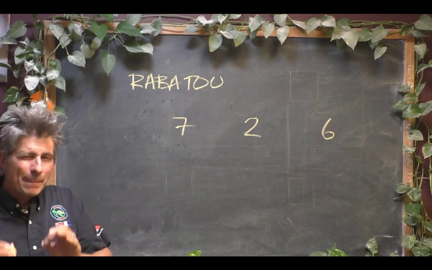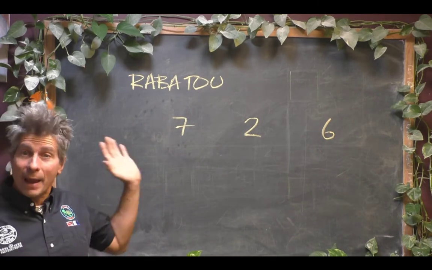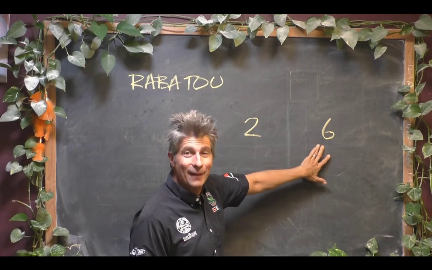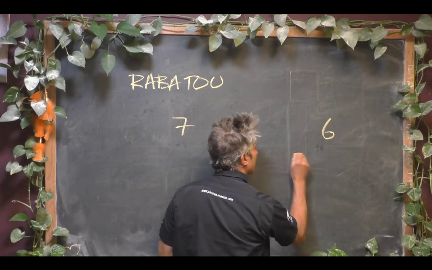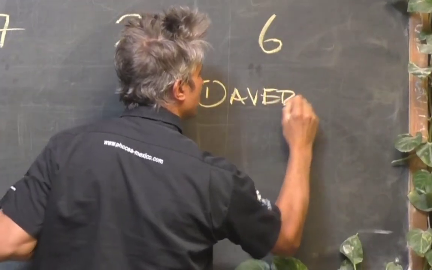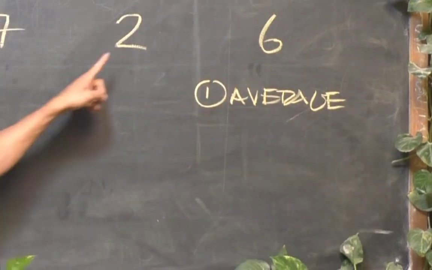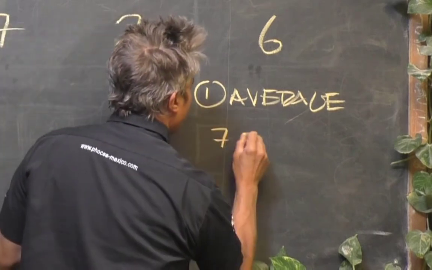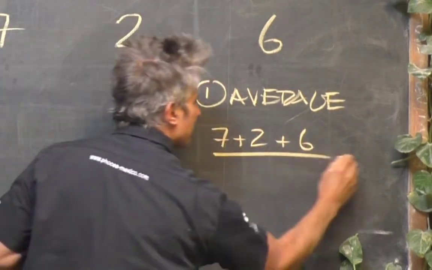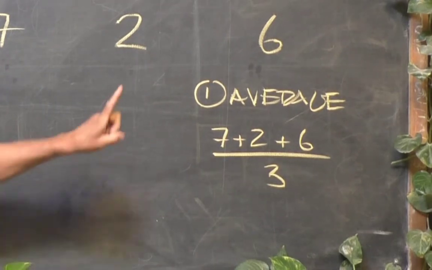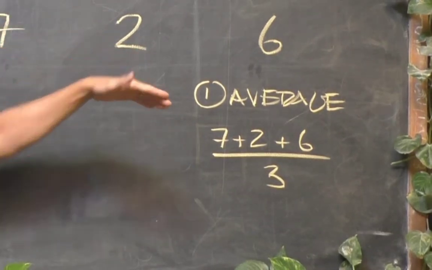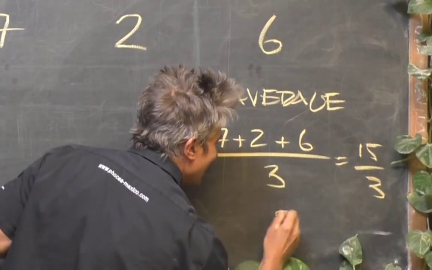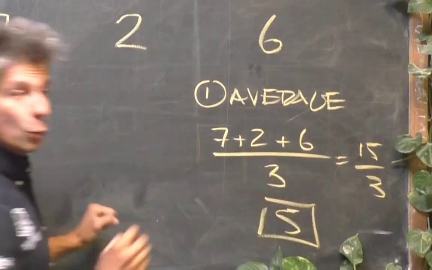Here's one way to measure consistency mathematically. Start by taking the 3 scores and finding the average. Now we've talked about this before in class. To find the average of 3 numbers, you add them up and then divide by how many there are. So you're going to do 7 plus 2 plus 6, and then divide by 3 because there's 3 of them. 7 plus 2 is 9, plus 6 is 15. That's 15 over 3, which means Brooke's average is 5. Her average score is 5.